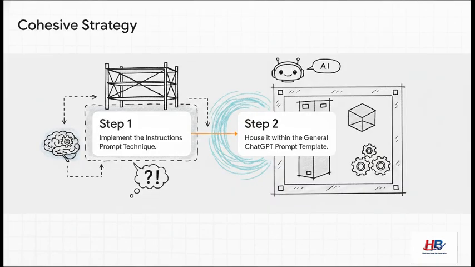Let's see how this builds into a cohesive strategy in two really clear steps. Step 1 is where you craft that vital scaffolding. You actually implement the instructions prompt technique. You figure out exactly what the AI must do, and you define those constraints. But a raw instruction just floating out there in the void isn't enough to guarantee success. Step 2 is where you house it. You take those carefully crafted instructions and you place them safely and securely within the general ChatGPT prompt template.